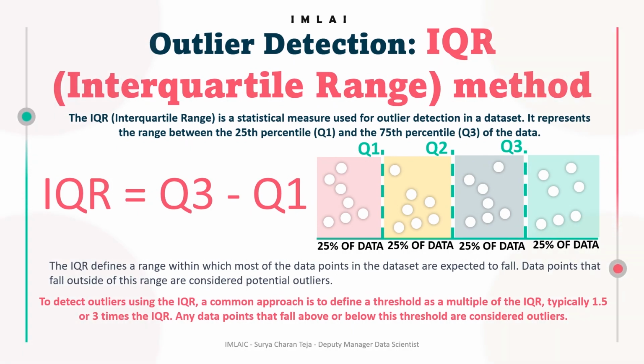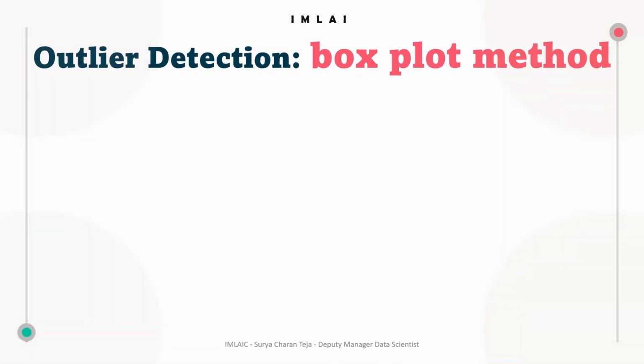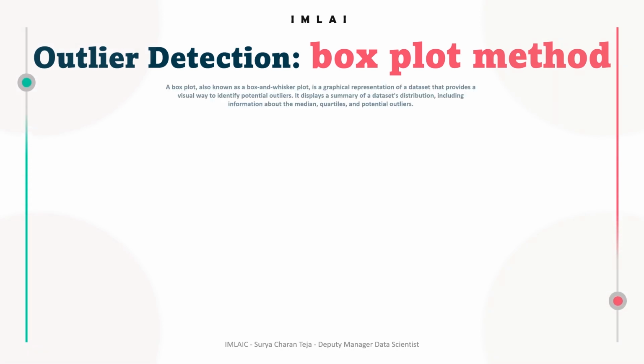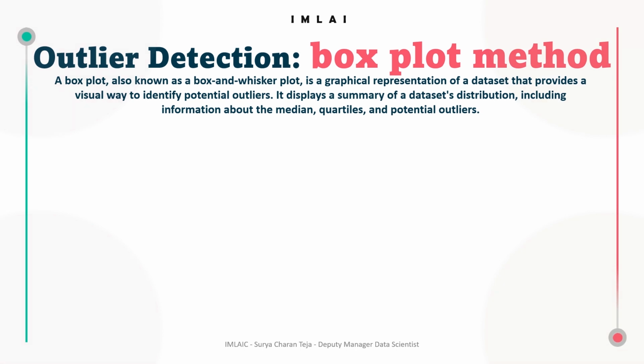Now let's look into another method to identify or detect outliers, that is the box plot method. A box plot, also known as a box and whisker plot, is a graphical representation of a data set that provides a visual way to identify potential outliers. It displays a summary of the data set's distribution, including information about the medians, quartiles, and potential outliers.